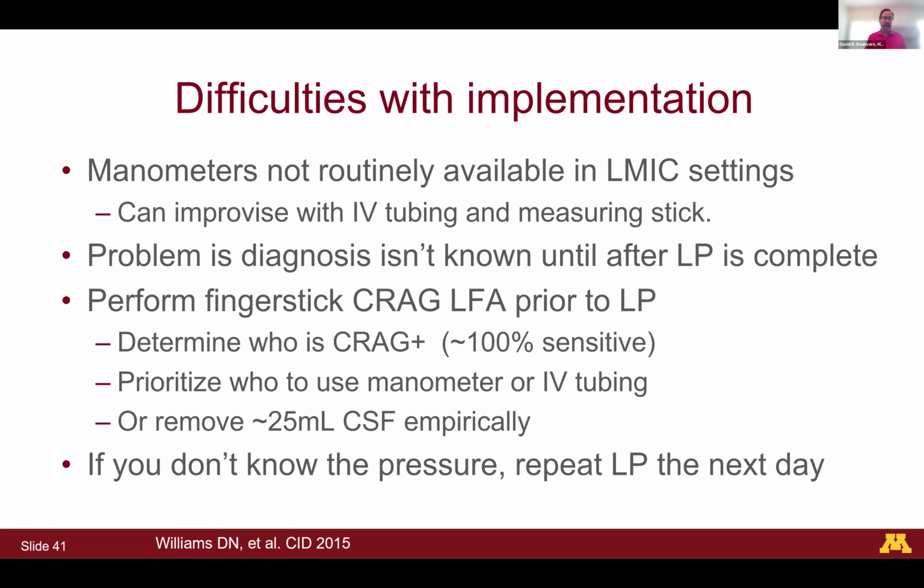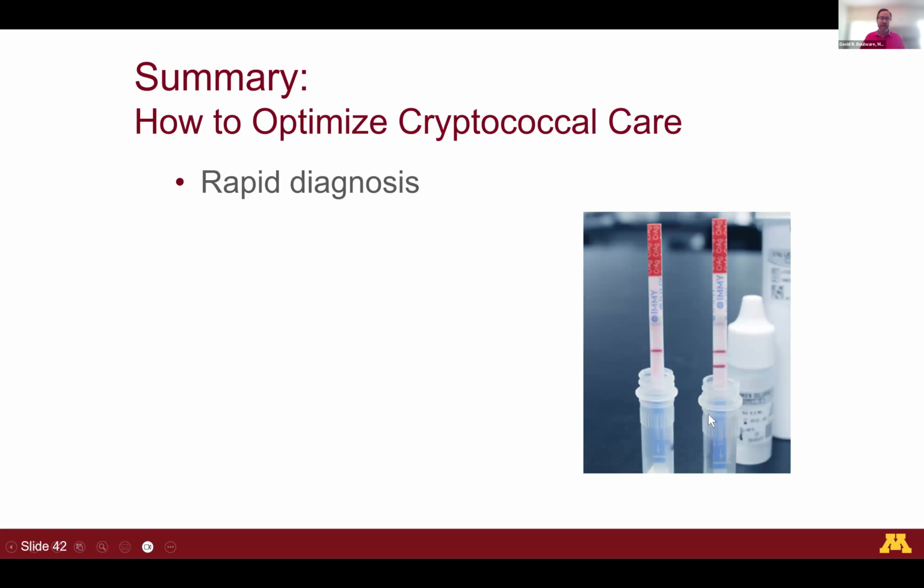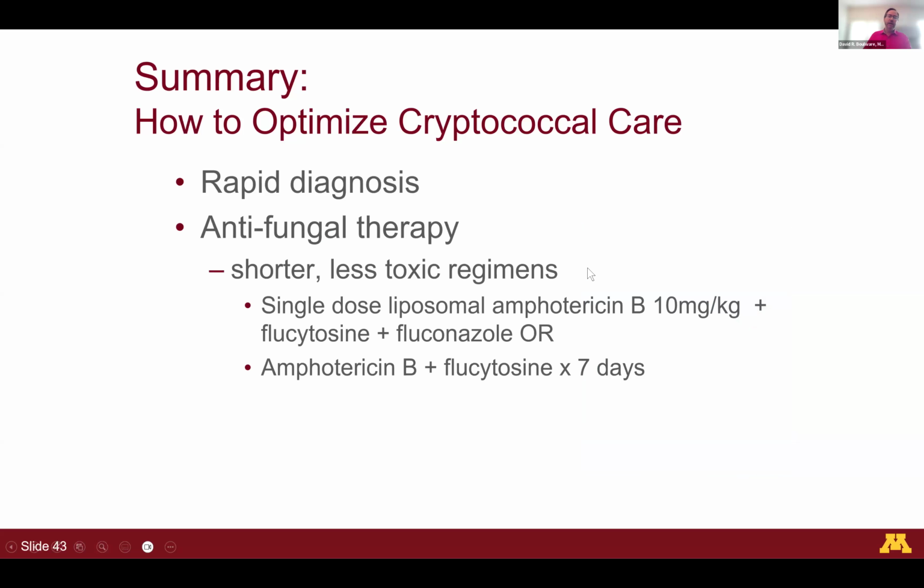So if you know they have Cryptococcus, you do need to remove a fair amount of fluid generally to normalize the pressure. And if you don't know the pressure from the baseline diagnostic, you can always repeat it the next day. So to summarize how to optimize care: using a rapid diagnosis, using shorter, less toxic regimens.